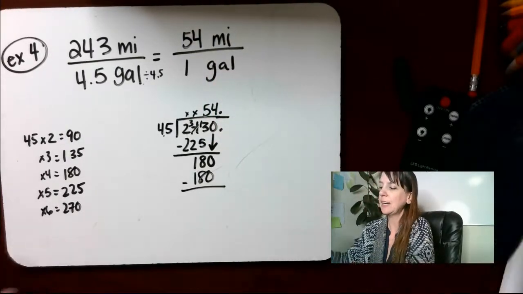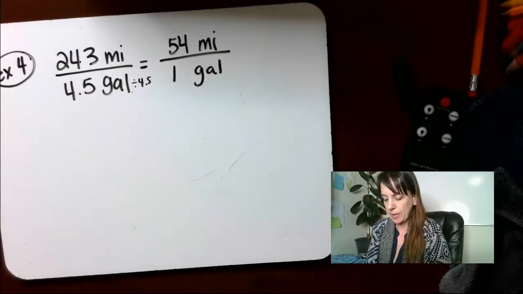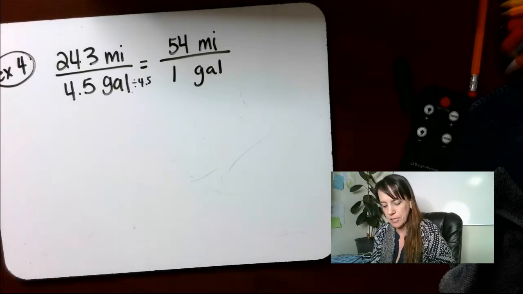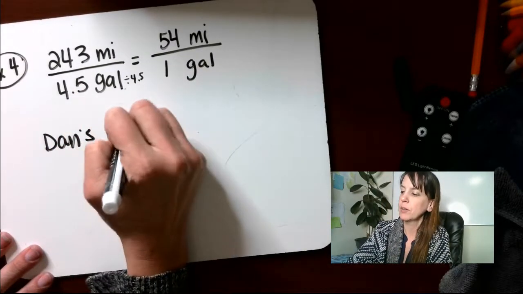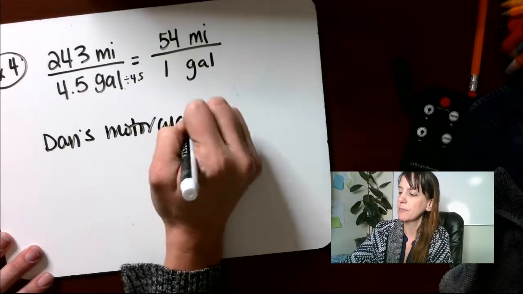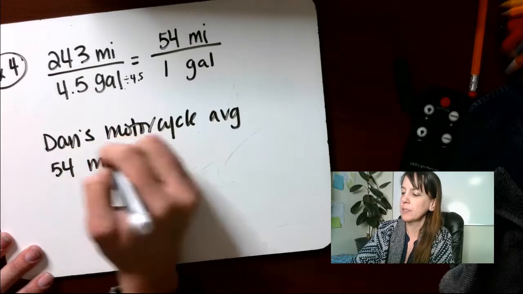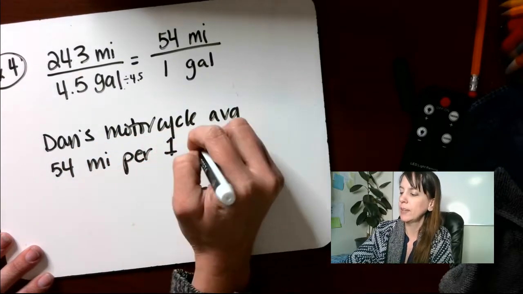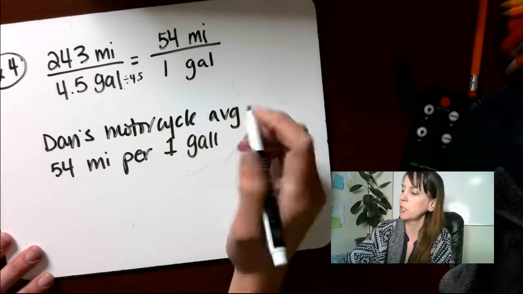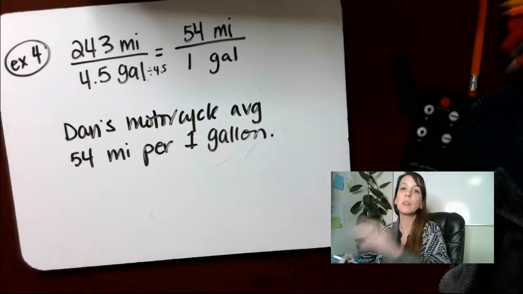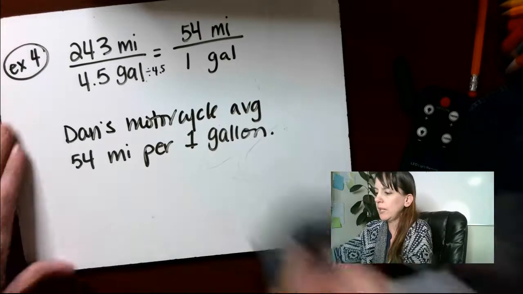So Dan rode, I'm going to erase this, but on your paper you'll write, we go back and we look at the question. It says, Dan's motorcycle averaged how many miles per gallon? Dan's motorcycle averaged 54 miles per 1 gallon. Nope, that's gallon. I spelled it like balloon. Gallon, like that. Okay, remember, complete sentences for word problems. Okay, so let's look at these other ones.